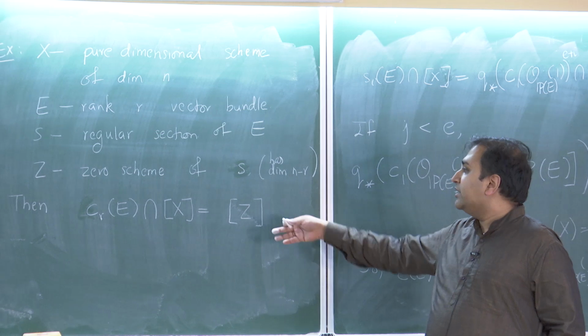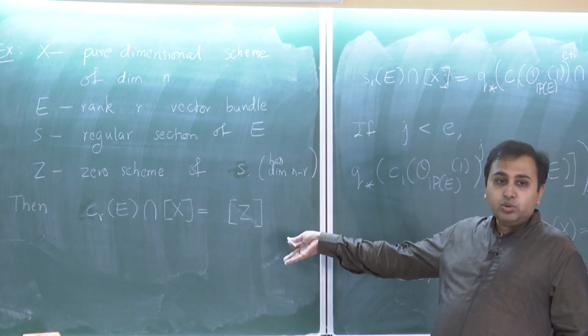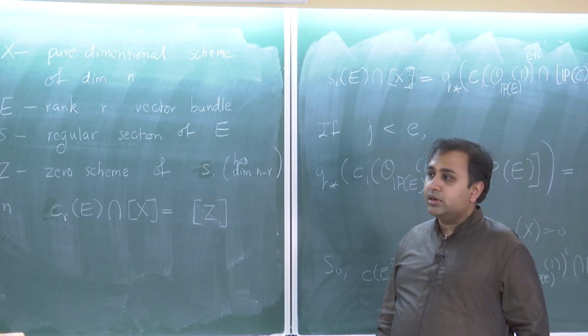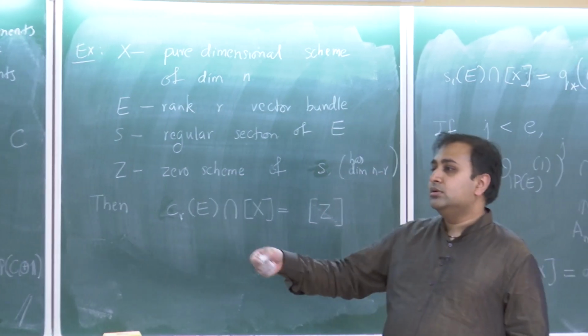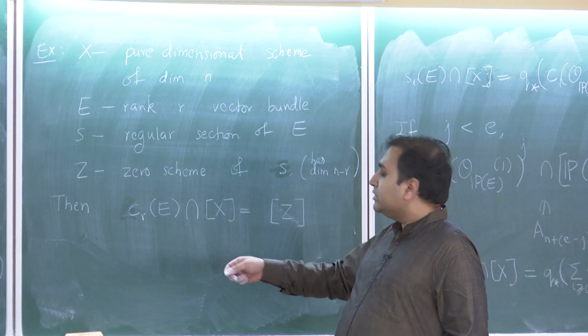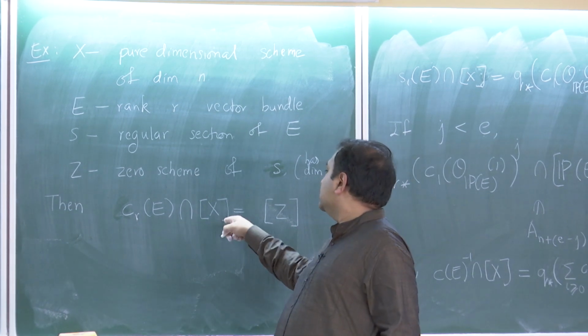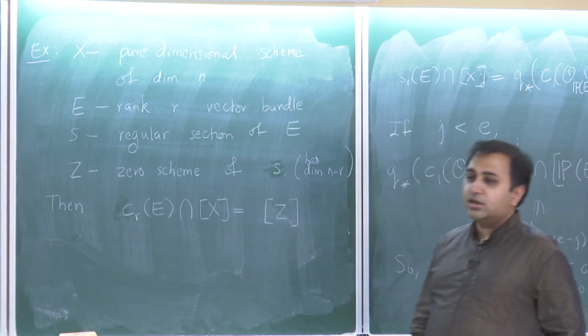So that basically ensures that the zero scheme of S has the right dimension. Okay, so let me just explain why this should be true. You already know this for r equal to 1. When r is equal to 1, you have a line bundle, and you're taking a section and looking at its zero scheme. That is basically going to be the first Chern class acting on the fundamental class of X.